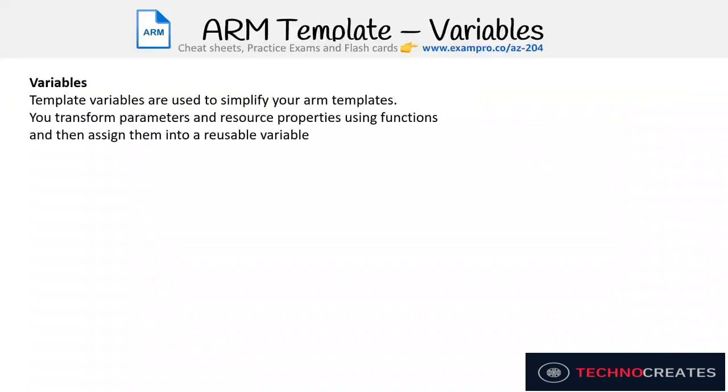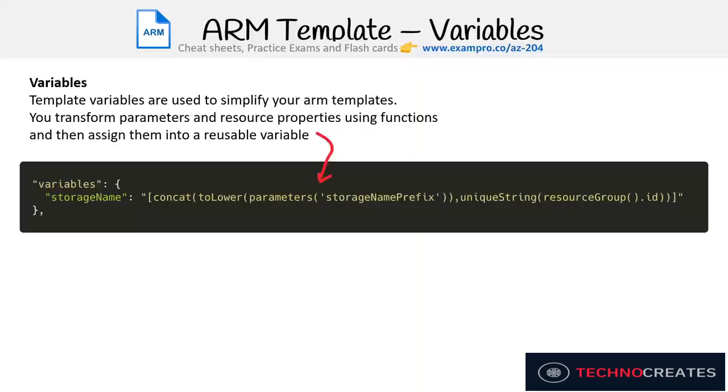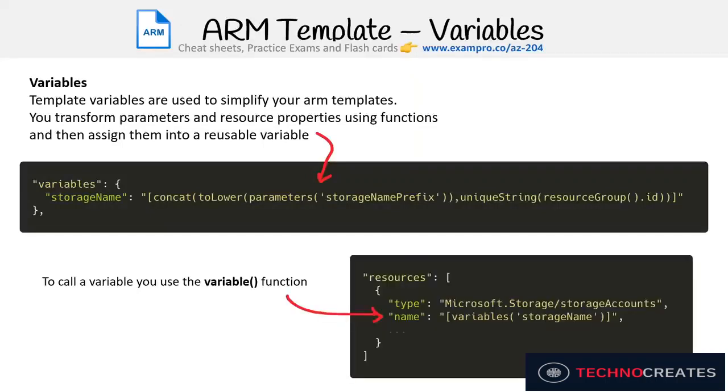So let's take a look at variables, and variables are used to simplify your ARM templates, and the idea is that you're transforming parameter and resource properties using functions and then assigning them to reusable variables. So under your variables section, notice that we have storage name, and on the right-hand side we're just using a bunch of functions and assigning it to storage name. So the idea is that when we have to call them in our resources, it's going to be a lot shorter than if we had to write that whole thing in there.